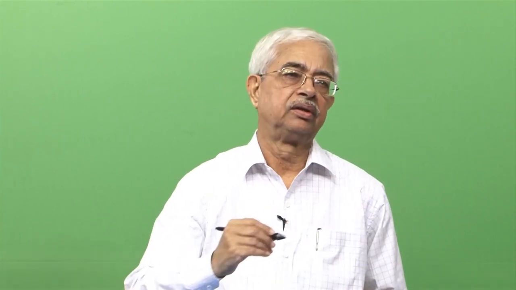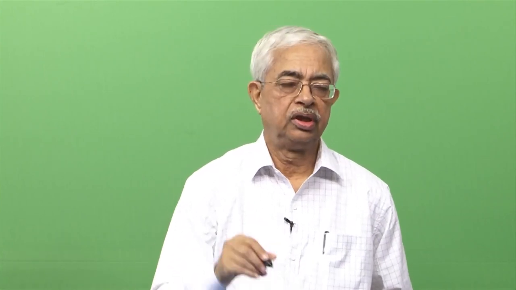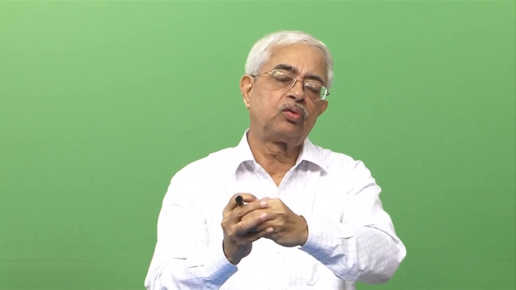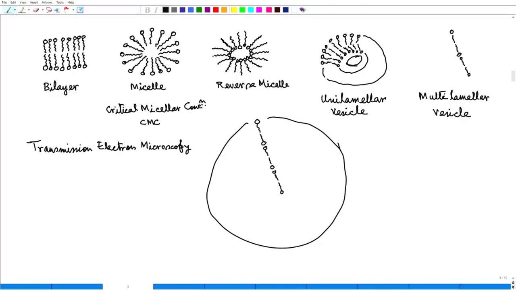sonicate that. Ultrasonic sound will pass through it, and that provides energy for these amphiphilic molecules to come together and then make vesicular structures. It depends upon the structure of the individual amphiphiles, but suppose I am telling you that we are making only vesicles.